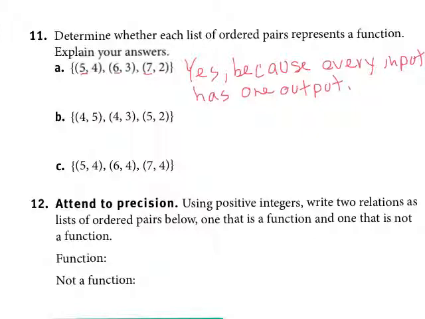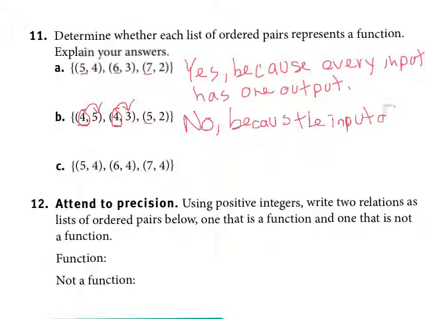Okay, so my inputs are 4, 4, and 5. This input of 4 has an output of what? 5. And this input of 4 has an output of 3. That is one input of 4 with two different outputs. So this is not a function. So I would say no, because the input of 4 has two outputs.